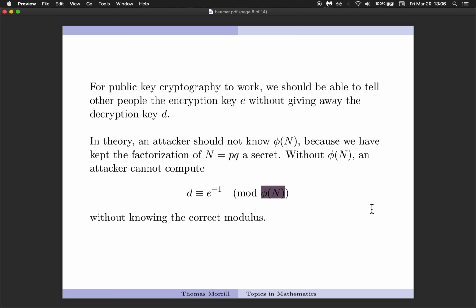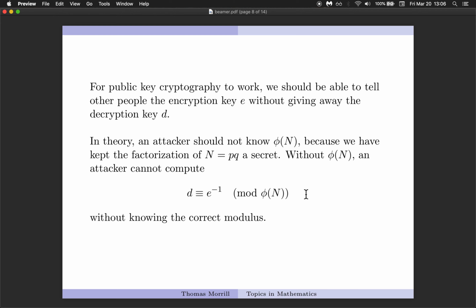But to a person on the outside who does not know the factorization of n, they cannot use the formula to calculate the Euler phi function. All they know is that n is some very large number. In working practice, you might see n is some number with thousands of digits, maybe millions of digits, depending on what your use case is.